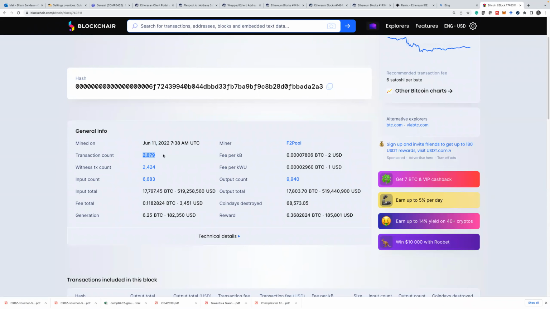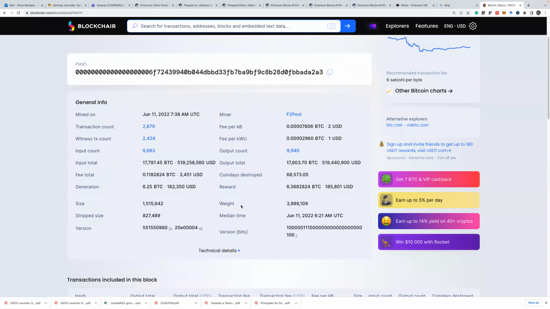So this block had 2000 plus transactions included, and the number of inputs. So in some of these transactions, you had more than one input. That is why you actually have this number. And if you look at the outputs again, for this many transactions, that means you had multiple outputs. So more than one in and more than one out. So this is just the value of this whole transaction. And whoever built this block gets a reward of 6.25 Bitcoin, that is 182,000 USD, for generating this.